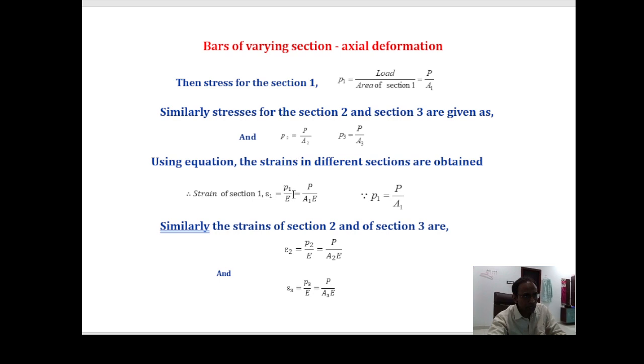Right? And then the strains in different sections are obtained. Once you calculate these stresses, then you can get the strain, because there is a linear relationship between stress and strain as per Hooke's law. Then we will be able to get epsilon 1, which is nothing but sigma 1 by E, where sigma 1 can be replaced by P by A1. Similarly, you can get epsilon 2 and epsilon 3, the strain in section 2 and the strain in section 3.